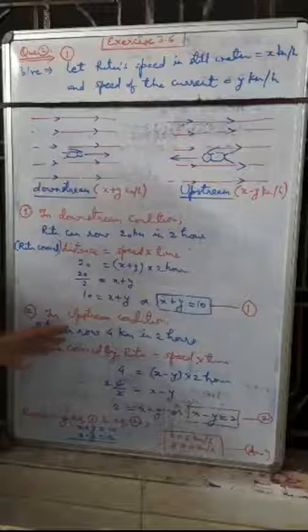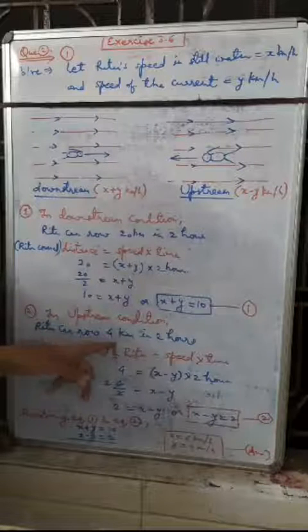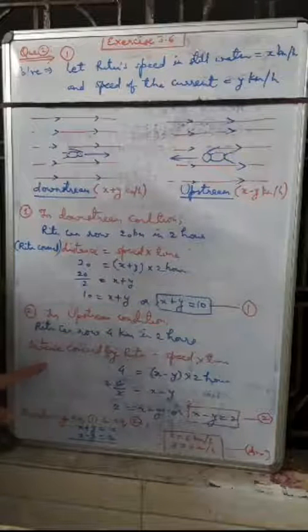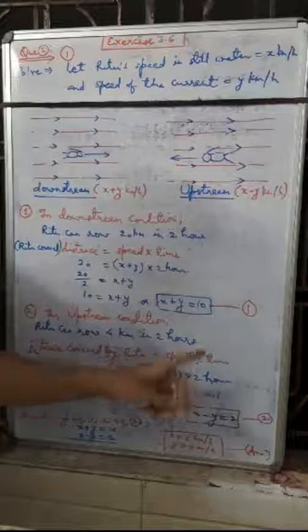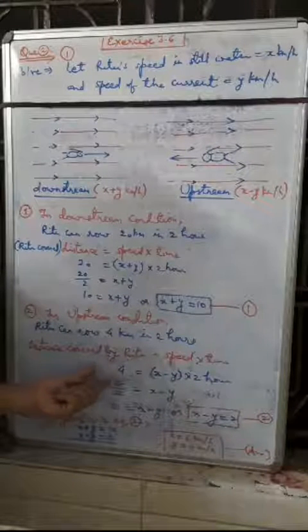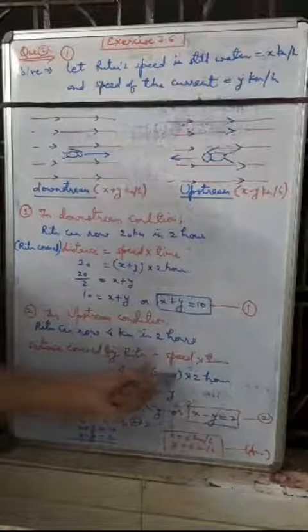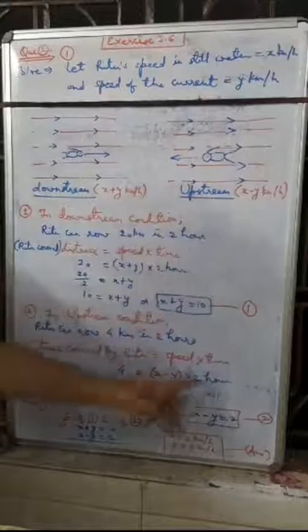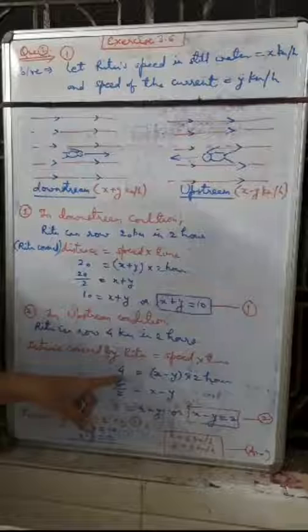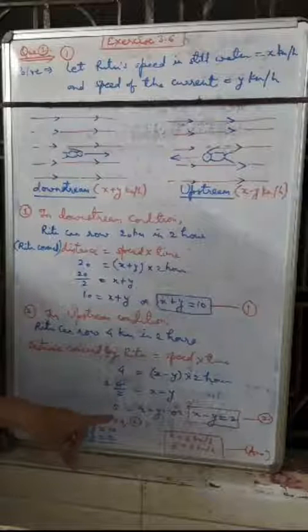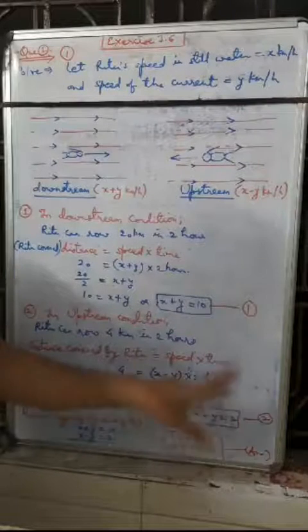In upstream condition Ritu can row 4 kilometer in 2 hours, so distance covered by Ritu is equal to speed into time, so 4 kilometer she covered or speed is equal to (x minus y) into 2, so again 2 transferred at the denominator of left hand side, so 4 by 2 is equal to 2, so 2 is equal to x minus y or x minus y is equal to 2.